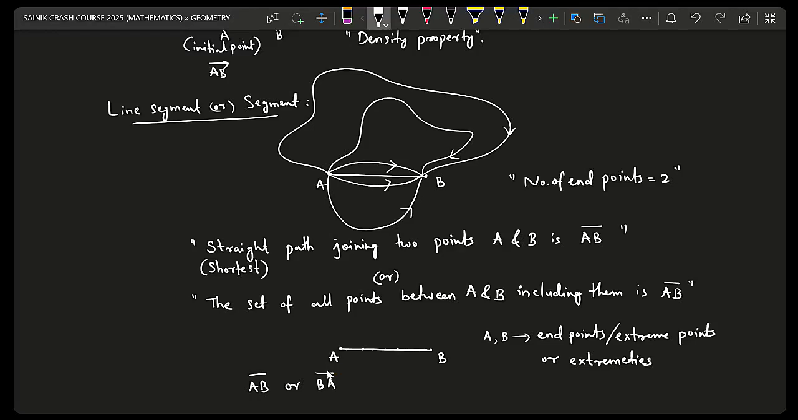So till here, any doubts? Any doubts till here? Can raise your hands now. Any doubts till line segment? So no hands raising, easy concept. So this is about line segment. Sanvi has a doubt.